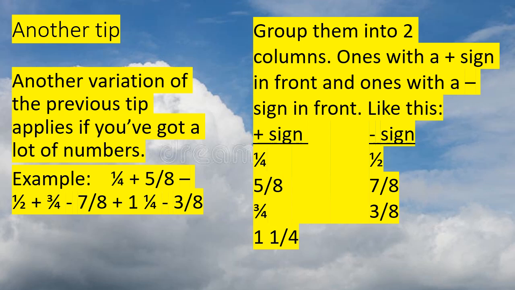So what you do, you group them into two columns, the ones with the plus sign and the ones with the minus sign. And so your column with the plus sign is going to say 1 by 4, 5 by 8, 3 by 4, and 1 by 4. And your minus sign column is going to say 1 by 2, 7 by 8, and 3 by 8.